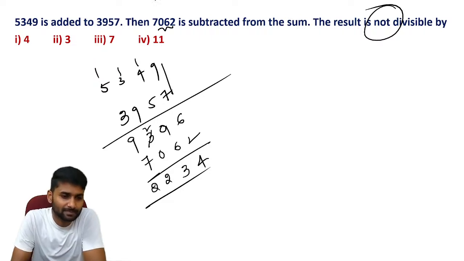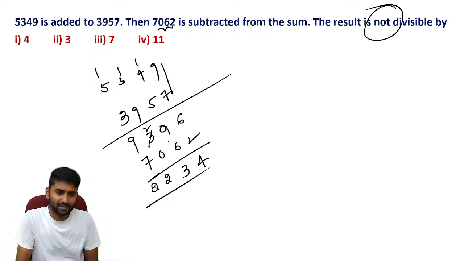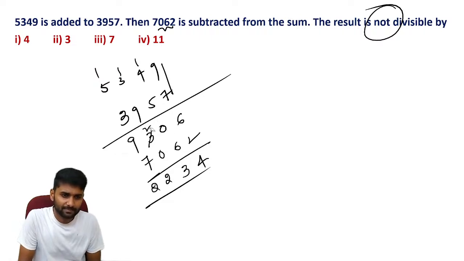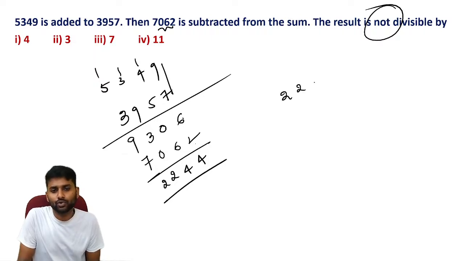Let me check once. 7062 is subtracted from the sum. 6 minus 2 is 4, 10 minus 6 is 4. Sorry, guys, this is 2244. Now see, 6 minus 2 is 4, 10 minus 6 is 4, you will get 2 here, you will get 2 here. Now 2, 2, 4, 4.